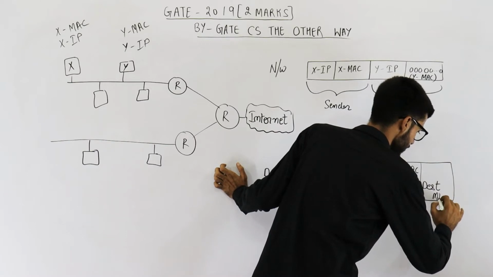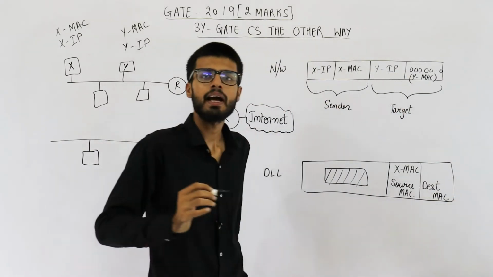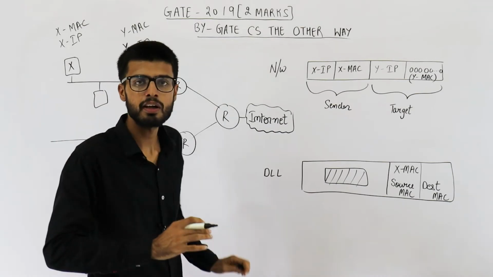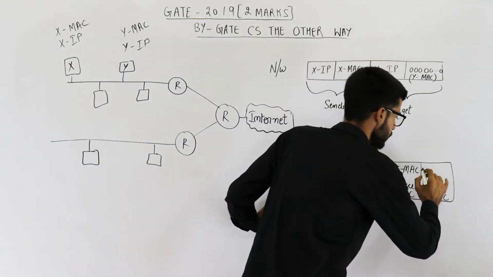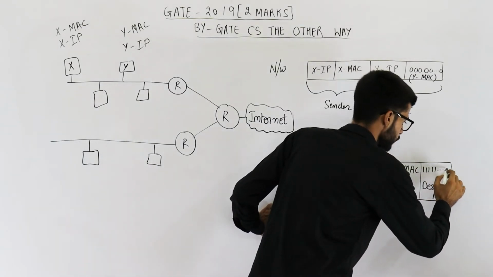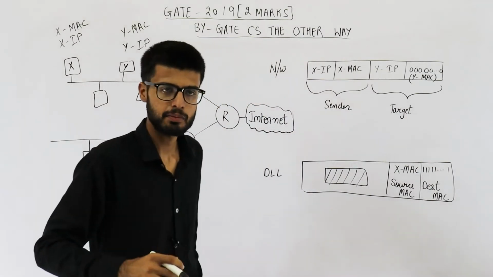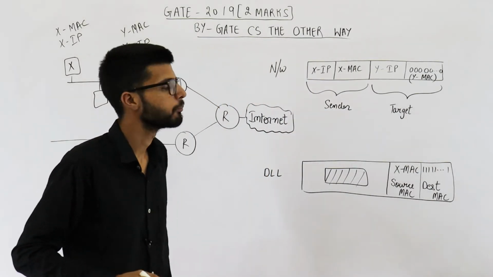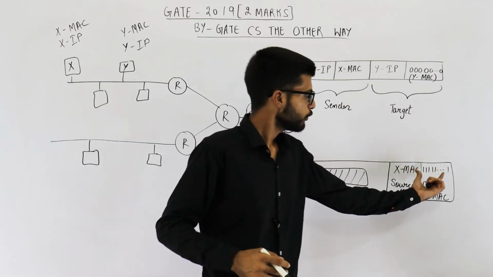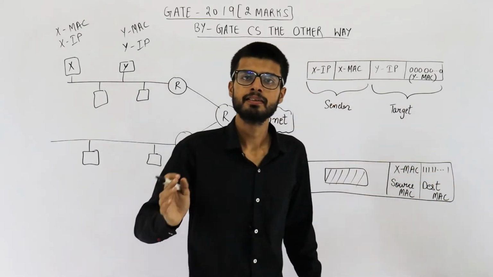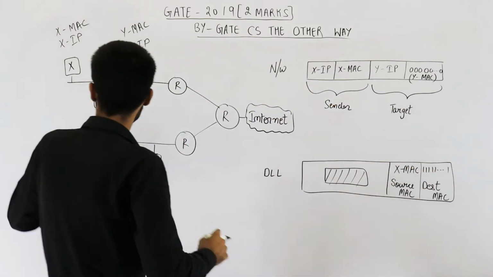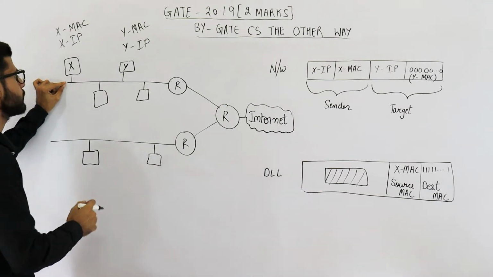In destination MAC, X, this node, will fill all ones. It is 48-bit ones. That means FFFF. Okay, so 48-bit ones means this is a broadcast message. X will now just send that message.